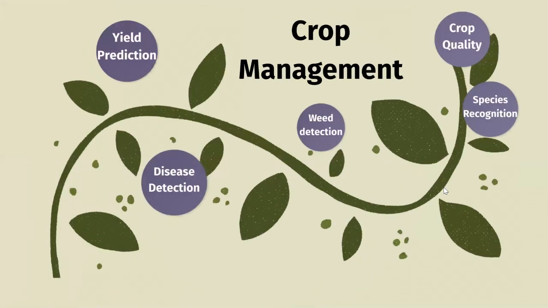In conclusion, crop management involves yield prediction, disease detection, crop quality, and species recognition. That's all from crop management.